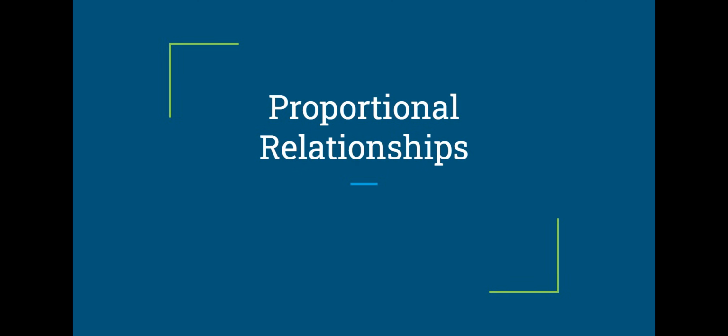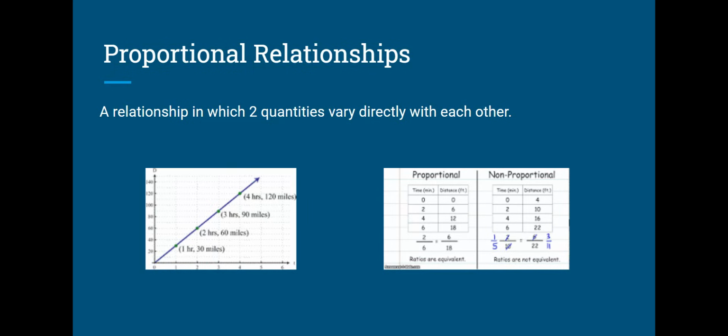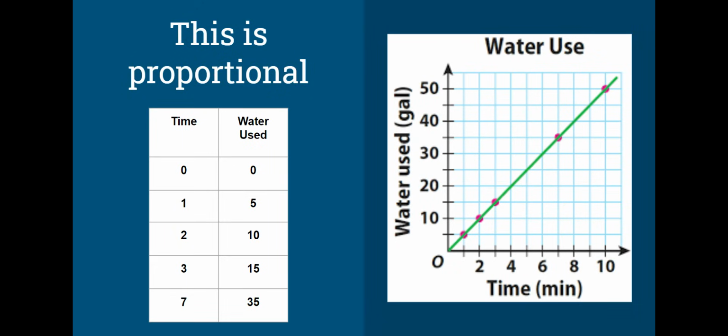So today we're going to talk about proportional relationships. A proportional relationship is a relationship in which two quantities vary directly with each other. So by the end of this presentation, you should be able to look at a graph and look at a table and decide if they show proportional relationships or not. So here we have a table and a graph.